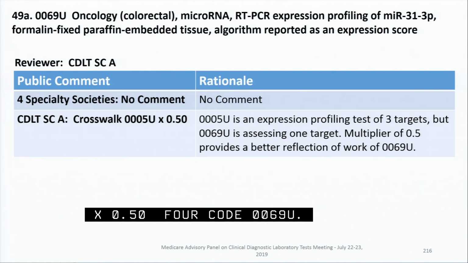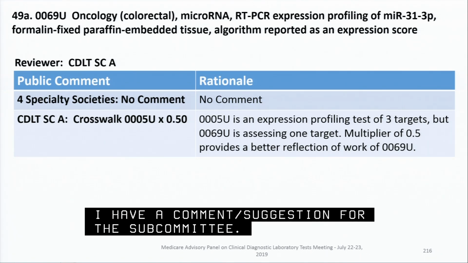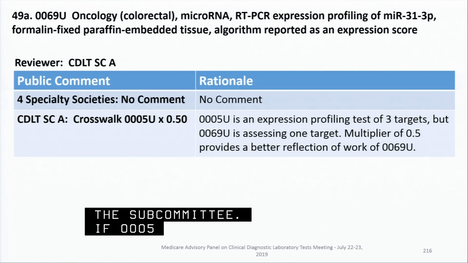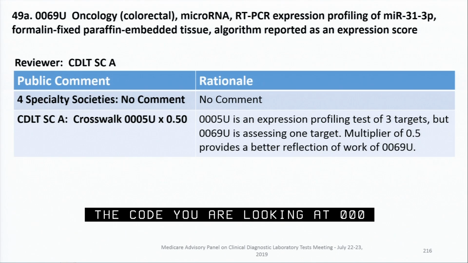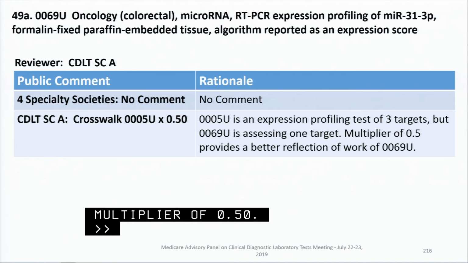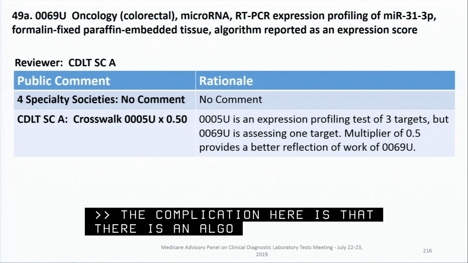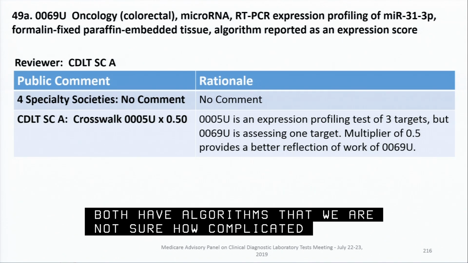I have a comment/question for the subcommittee. So if 0005U has 3 targets and the code you're looking at, 0069U, seems to have 1, why the multiplier of 0.50? So the complication here is that there's an algorithm involved. Both of them have algorithms, but we're not sure how complicated they are, what sort of work is involved there. So this was our best estimate for a fractional component of the other code.